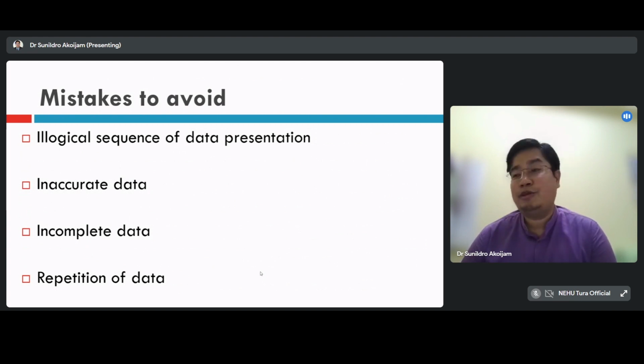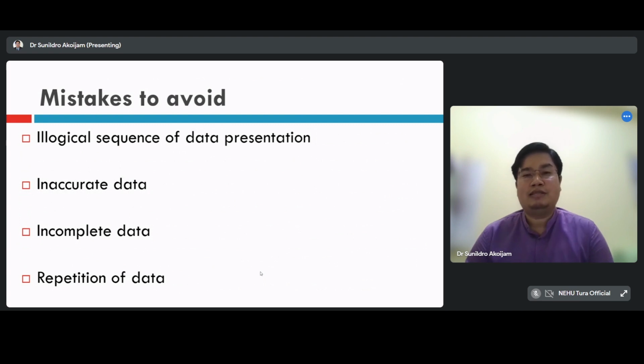Okay, next is inaccurate data. When you are coming out with certain findings on the basis of data, it should always be backed by accurate data. You should never come out with inaccurate data. Then incomplete data. Whatever data you are presenting, try to come out with the complete data, so that whenever you draw some kind of inference or conclusion from those data, it should have some meaning. It should have some value. But if it is incomplete data, then drawing conclusions and inferences will not make any sense.